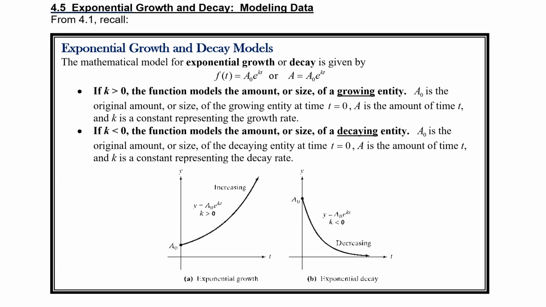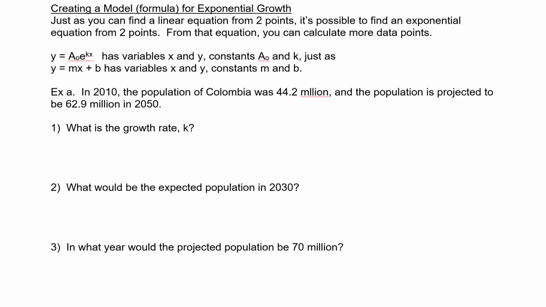But when we do modeling, what we're trying to do is create the formula given the shape or a few data points. Whenever the data points indicate that the amount is increasing, that will be a growing exponential function, and then we will have a positive k associated with that. K is greater than 0. If we see some points where the numbers are decreasing exponentially, then we would assume that k is going to be negative. Just as you can find a linear equation from 2 points, it's possible to find an exponential equation from 2 points.